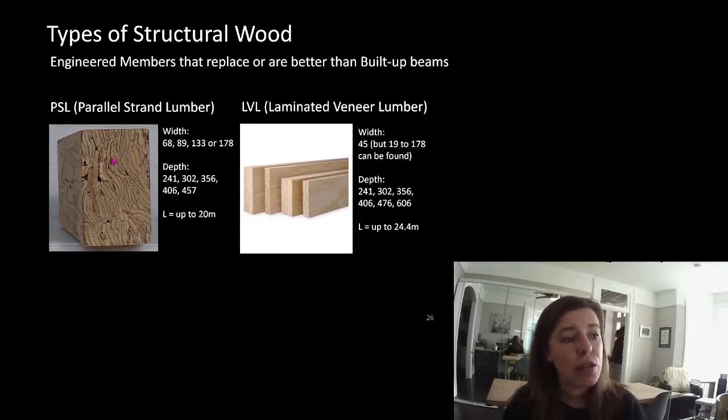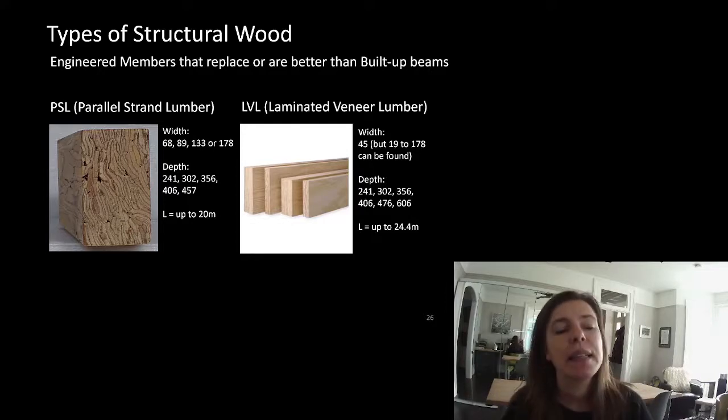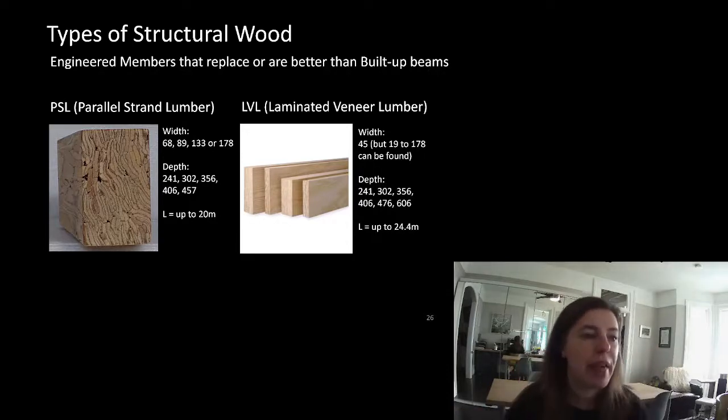So there's parallel strand lumber, which really just looks like you've taken all kinds of apple peels and roughly laid them out and then glued them together. Laminated veneer lumber is where you actually have full veneers of lumber glued together.